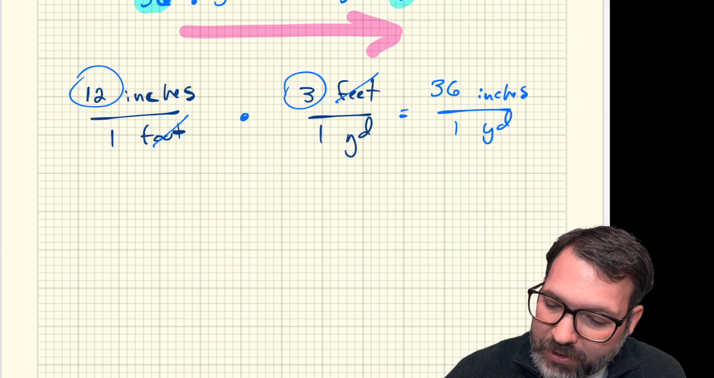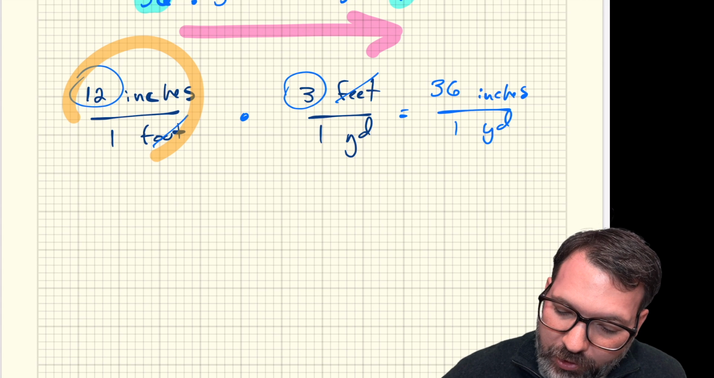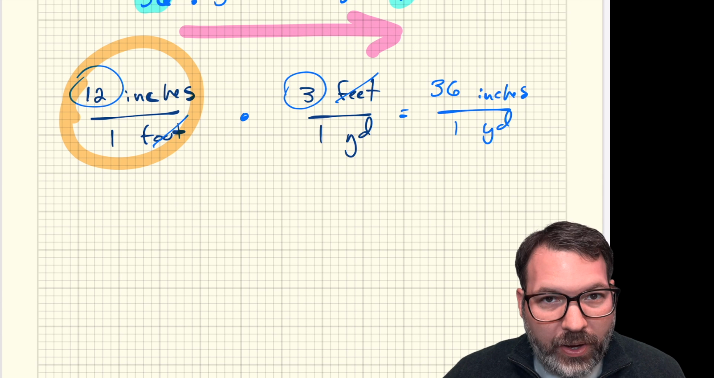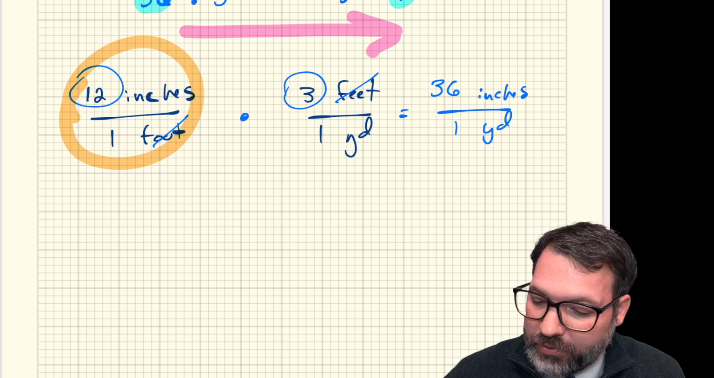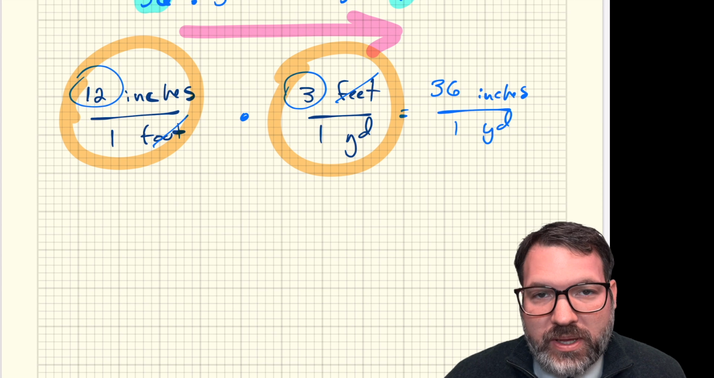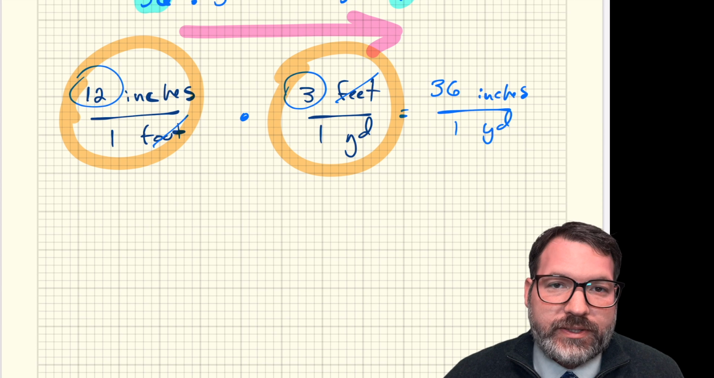Now that might seem a little bit strange because, of course, if we're looking at, say, 12 inches to 1 foot, that fraction does not look like 1 to me. It looks like 12. 12 over 1 is equal to 12. Similarly, 3 feet to 1 yard, that does not look like 1 to me. That looks like 3. 3 over 1 is the same as 3.